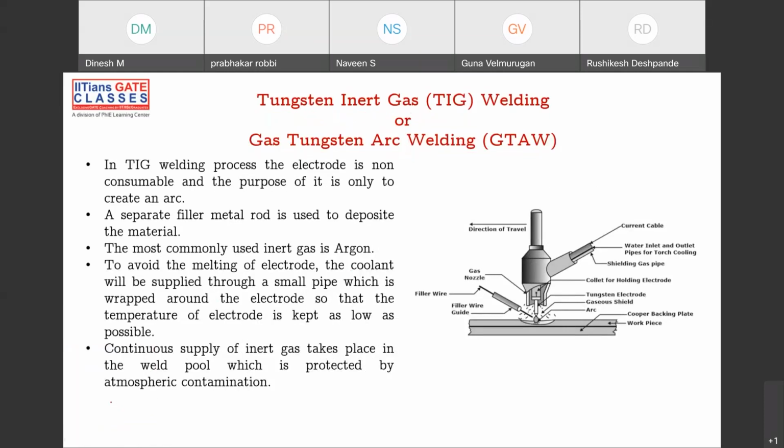Very good. All these things I've told, and also the most commonly used inert gas in this case is argon. These two points have been clearly mentioned: one pipe is for cooling the electrode, and another pipe is for sending the inert gas. Fine. Next.